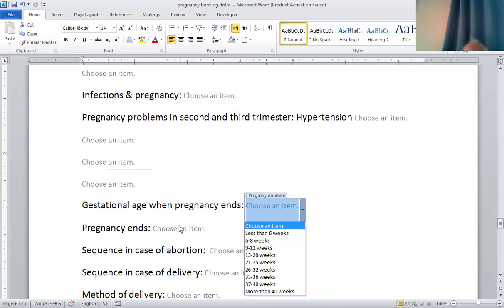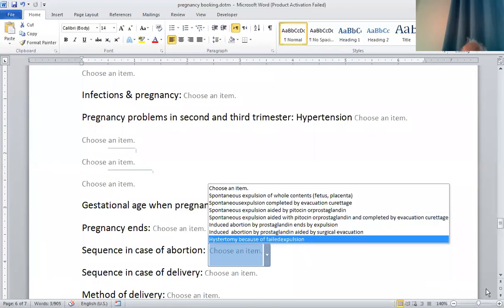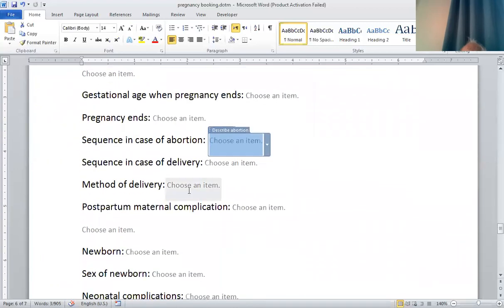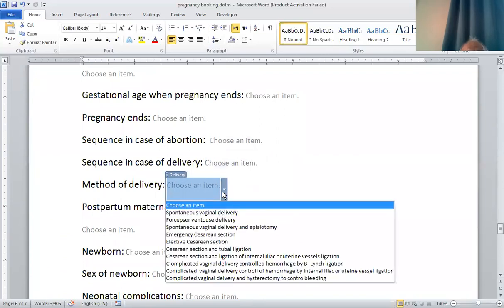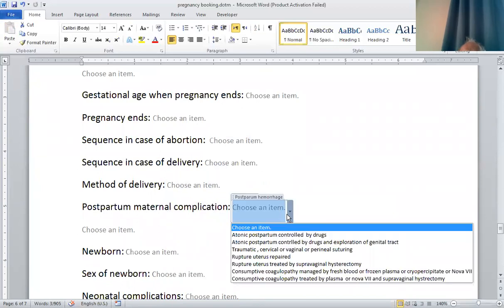We ask whether the end of pregnancy was an abortion or a delivery. In case of abortion, we mention whether it was spontaneous, missed, or induced by medications. In case of delivery, it is spontaneous vaginal delivery or planned cesarean section. The method of delivery may be spontaneous vaginal delivery, with forceps, emergency cesarean section, cesarean section with ligation of the vessel, or cesarean section with hysterectomy. And we will mention any postpartum complications.